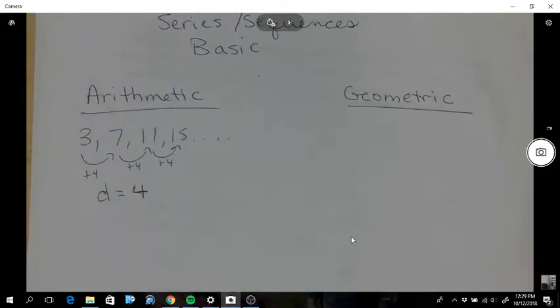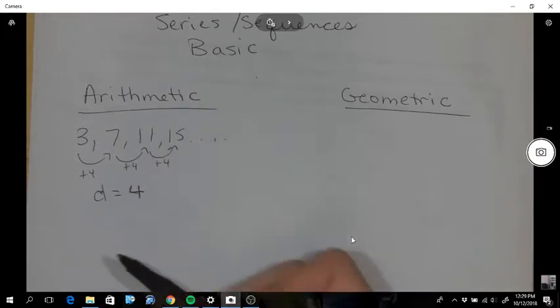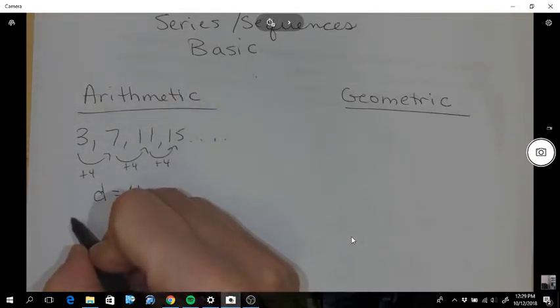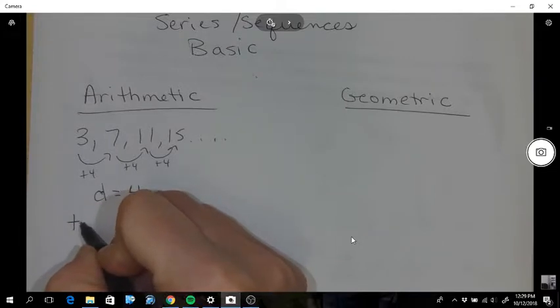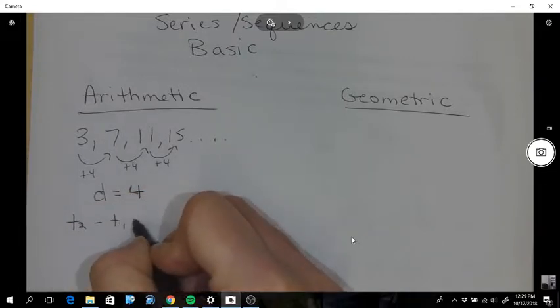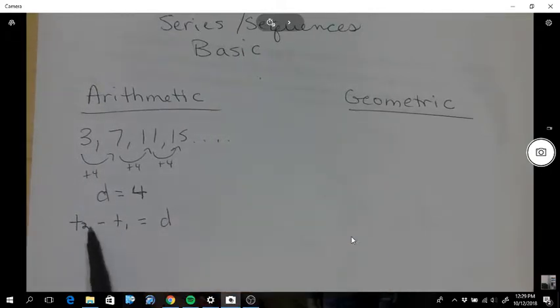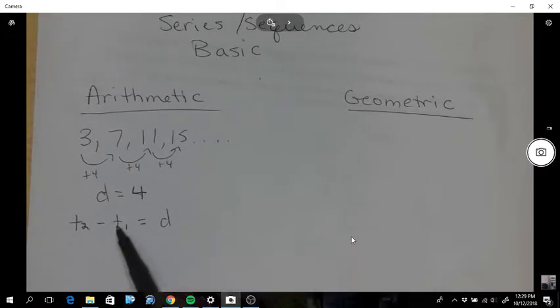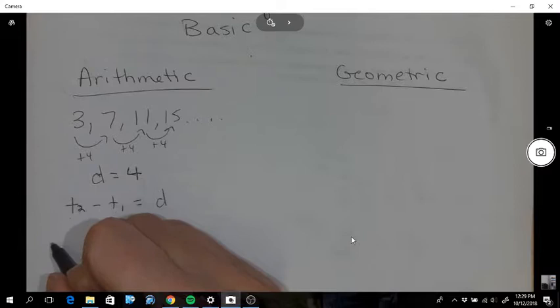Okay, so if you can't see what the difference is, just visually, what you can do is take a term and subtract it from the previous one. So if I say term 2 subtract term 1. You can pick any term, so term 5 subtract term 4, whatever you have, if you subtract a previous term. Okay, let's try another one.